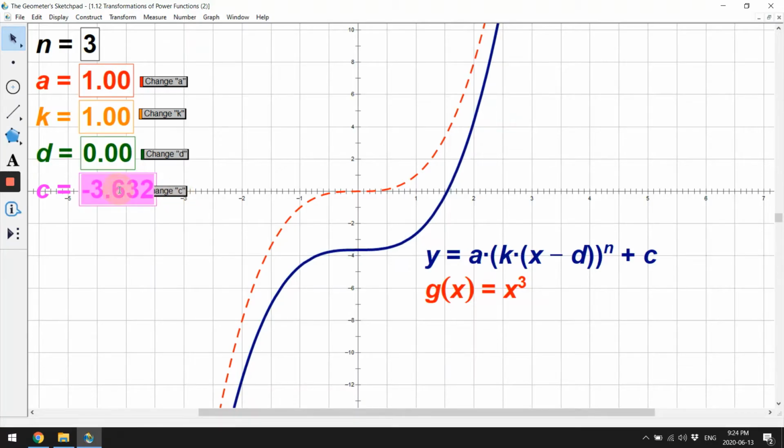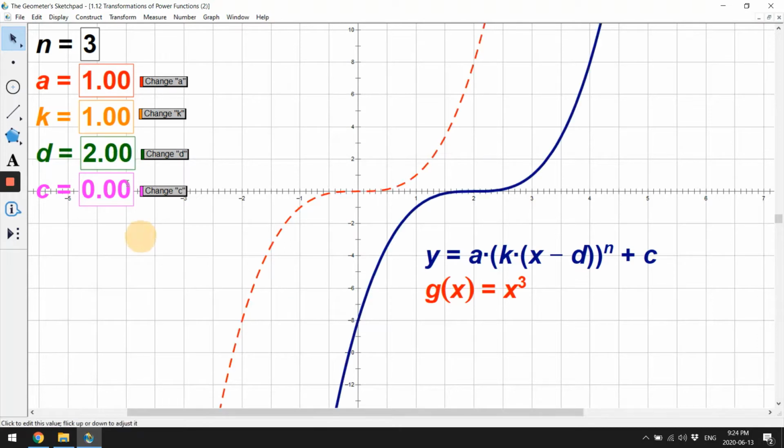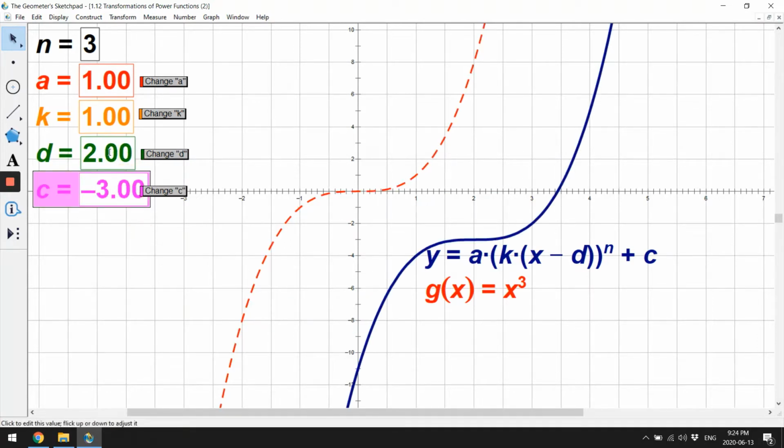Okay. So hopefully, we'll start with the easiest ones. We'll do D and C. So D is going to tell us what the horizontal translation is and what the vertical translation is. So, let's say D is 2 and C is -3. So that means you went 2 units to the right and 3 units down.